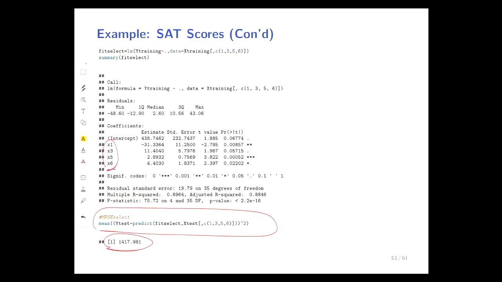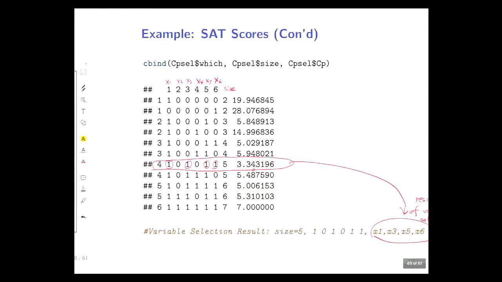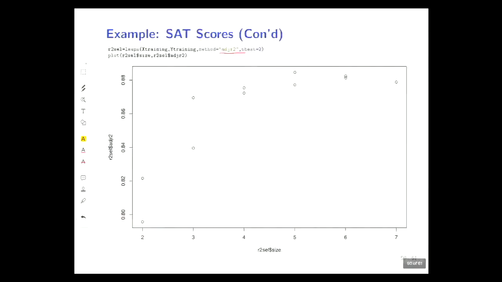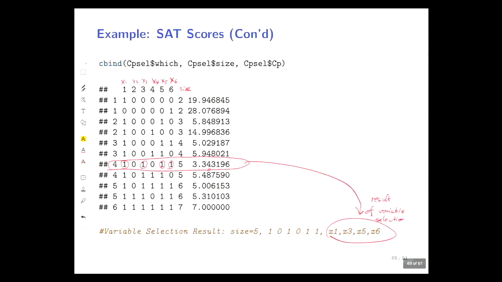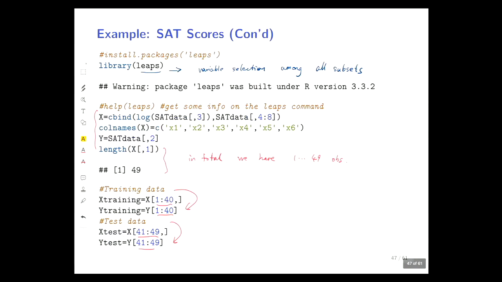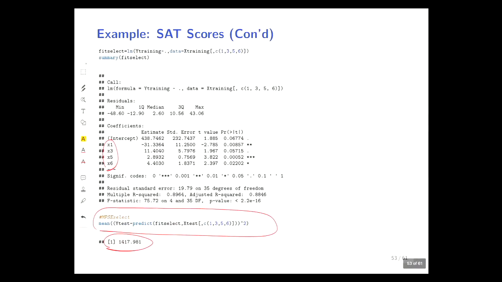So I think that's all I can say at the end of today's lecture. But do not worry too much about this real example. I just gave you a very brief idea about what I am doing in this example, and then I will explain a lot of details about how to use this leaps package to achieve the variable selection among all subsets, and how to compute the mean square prediction error for these cross-validation steps.